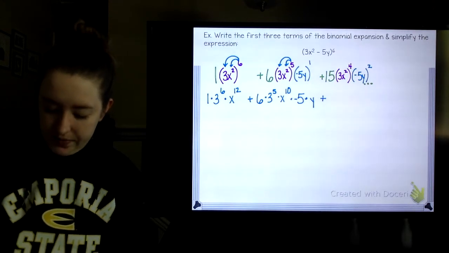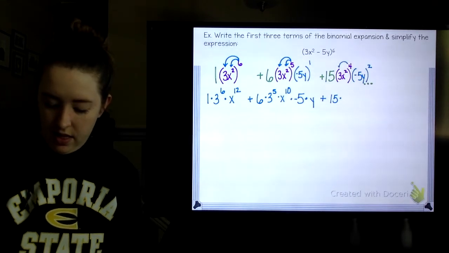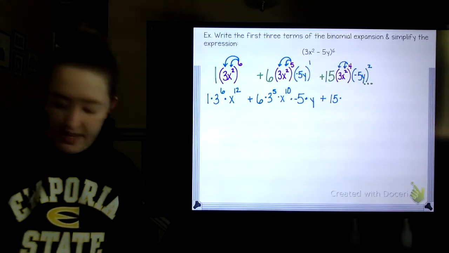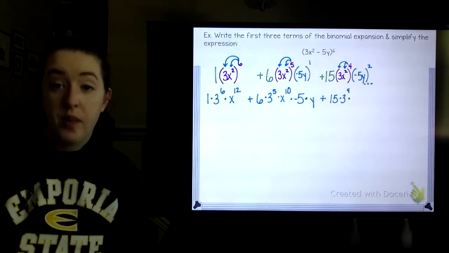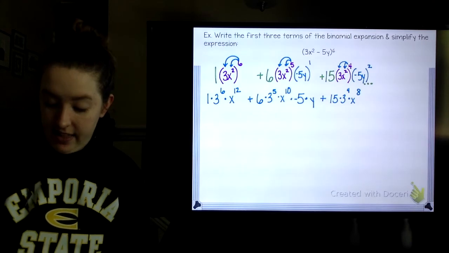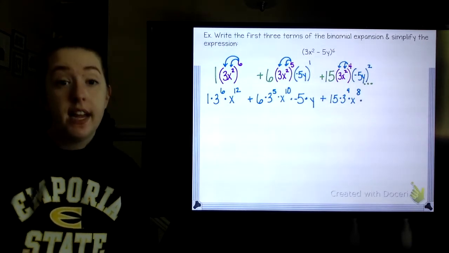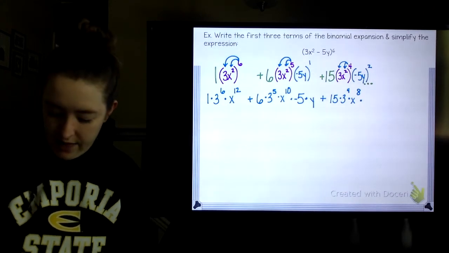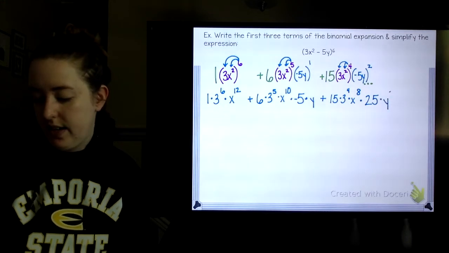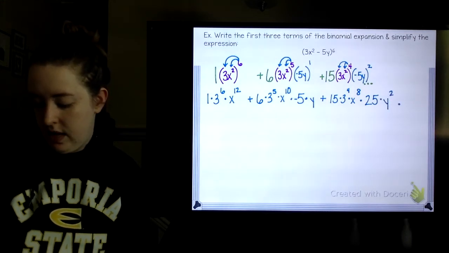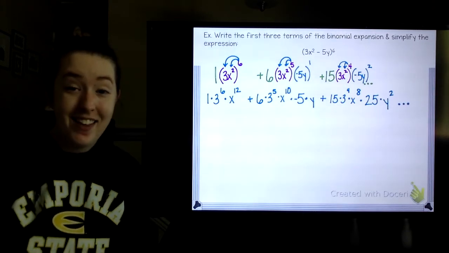On the next one, so we still have that 15 times. That exponent of 4 gets distributed, so I have 3 to the 4th. Multiply my exponents, we have x to the 8th. And then negative 5y squared. So negative 5 squared is positive 25. Y squared is y squared. And that will continue. So now I'm just going to put things into my calculator that I can.